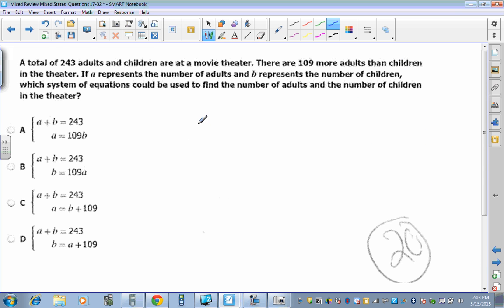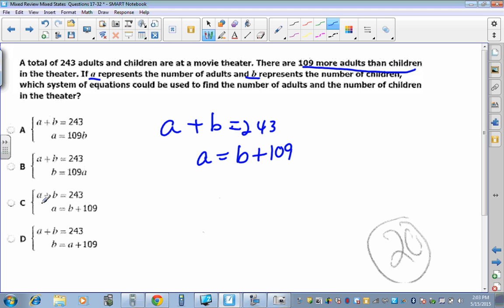Okay, this one, you've got 243 adults and children. A represents the number of adults, B represents the number of children. So we know that A plus B is 243. And if we look at these systems, they all have that, so that's not going to help us much. It says here that there are 109 more adults than children. So the number of adults will be the number of children plus 109. So C would be your answer.